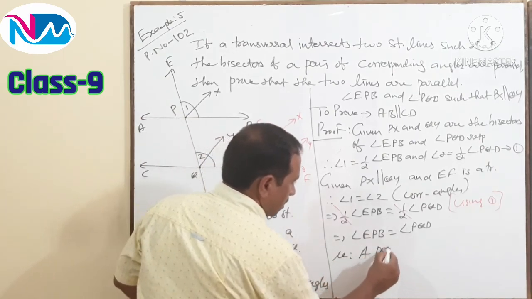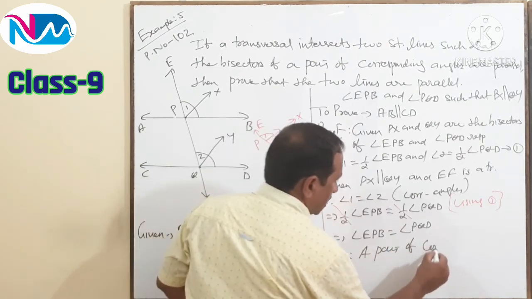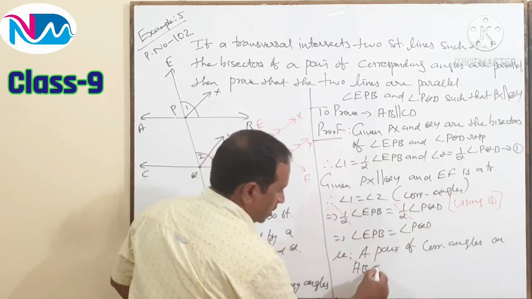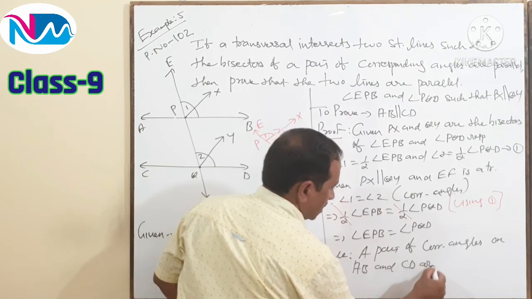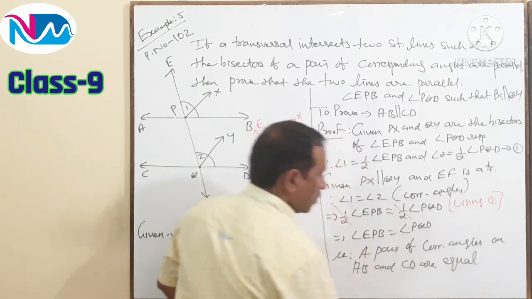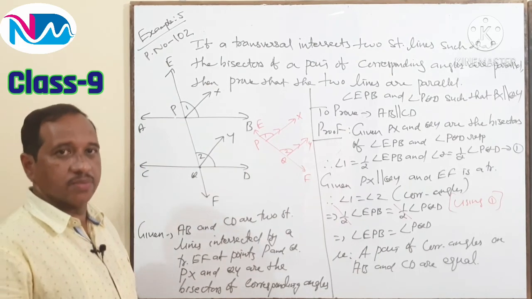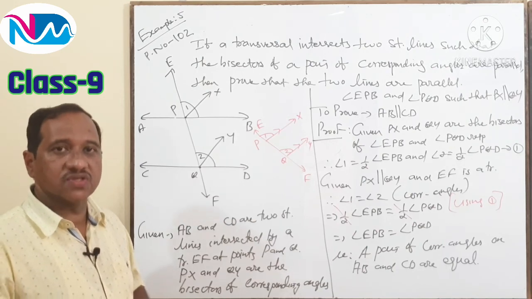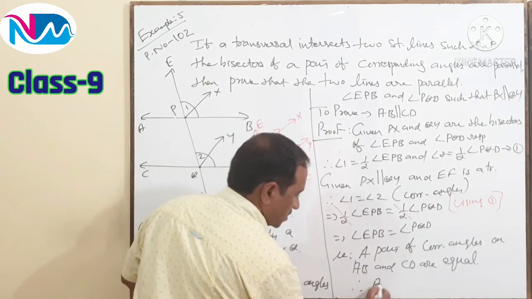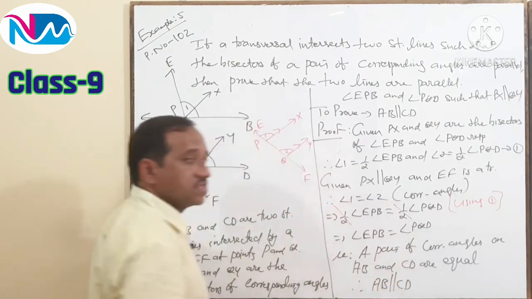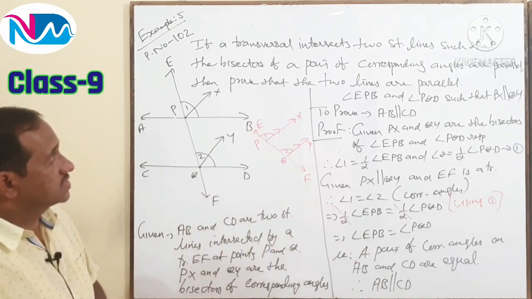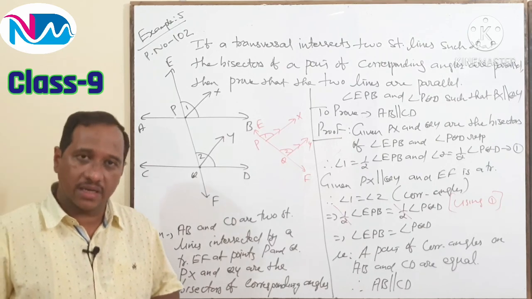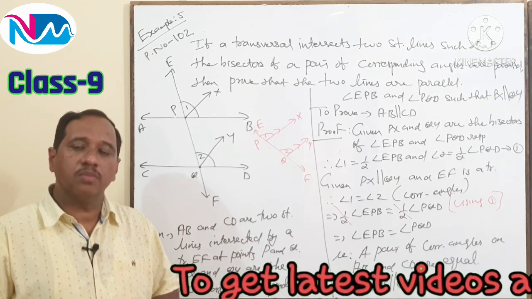That is, a pair of corresponding angles on AB and CD are equal. If a pair of corresponding angles made by a transversal on two straight lines are equal, then the two straight lines are parallel. Therefore, we can say that AB is parallel to CD. That is, if a transversal intersects two straight lines such that the bisectors of a pair of corresponding angles are parallel, then the two straight lines are also parallel.